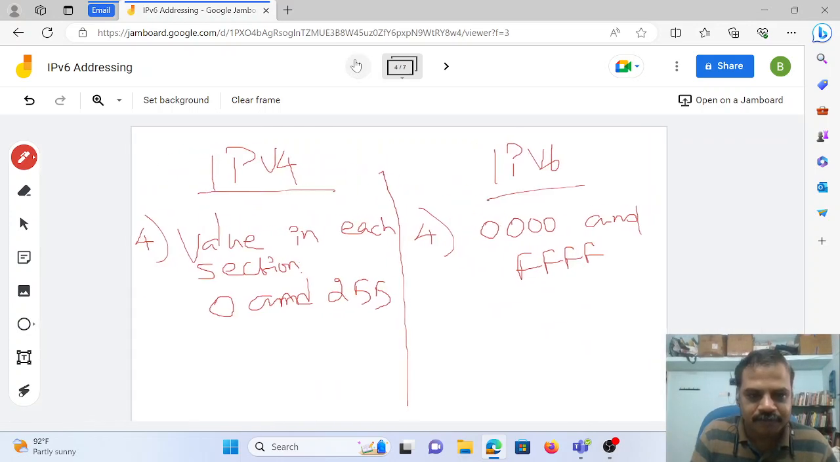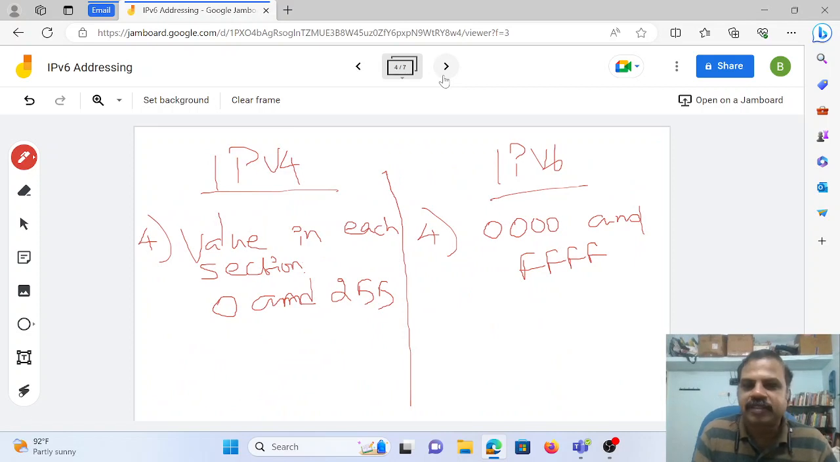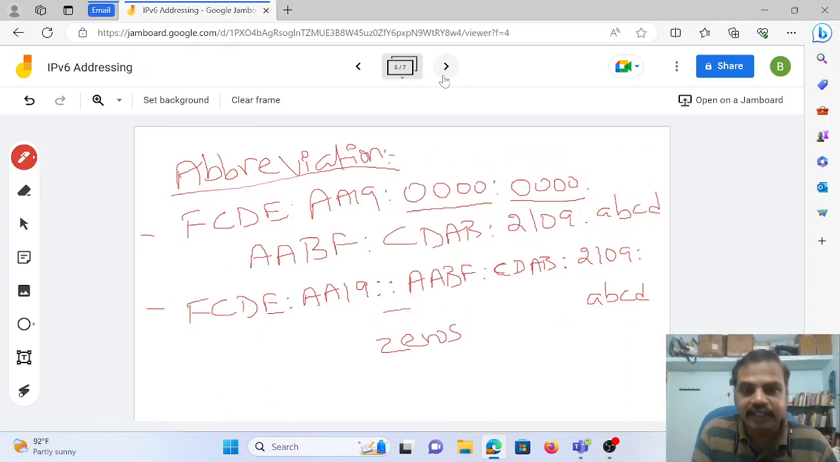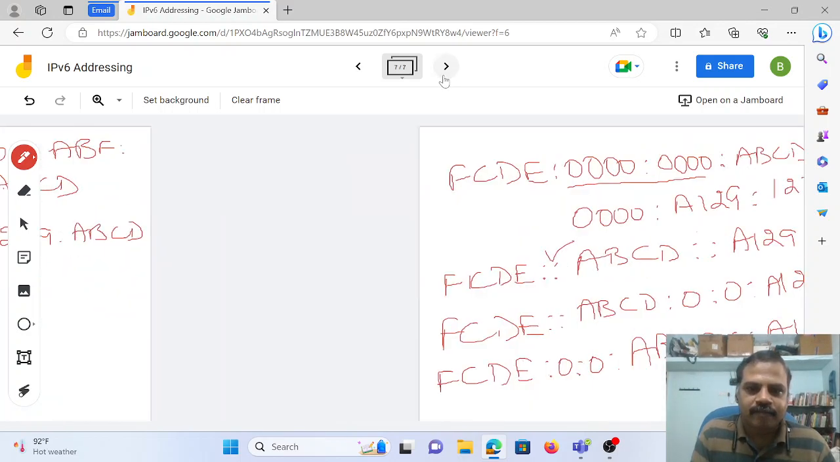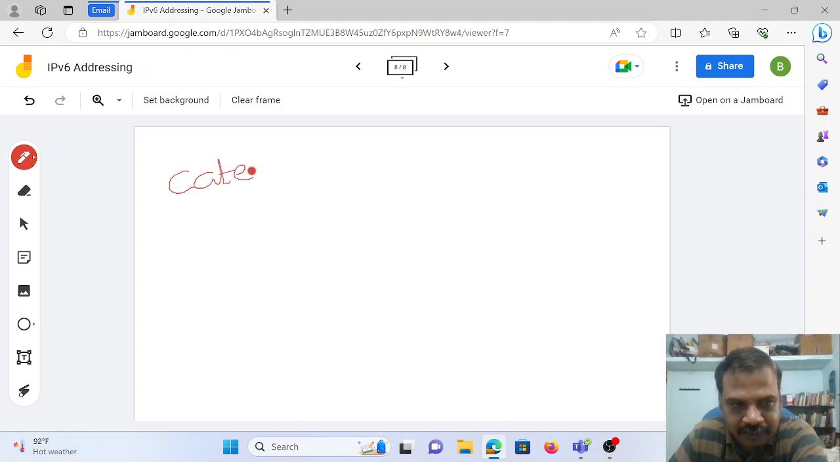Okay, so we have seen the difference between IPv4 and IPv6 in address representation. These are the prominent differences in address representation, and we have seen the abbreviation concept in IPv6 addressing. Now we should know what are the categories of addresses.